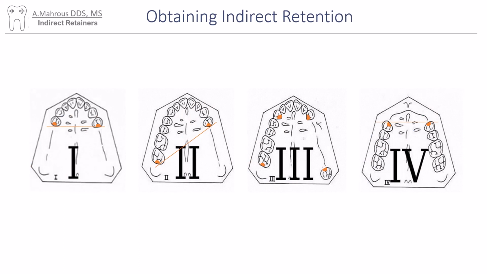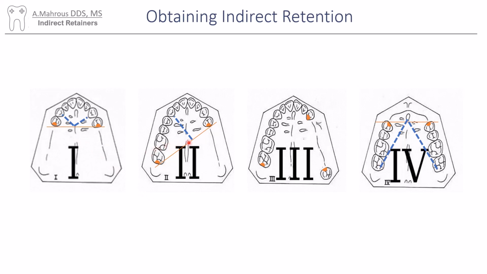Let's take a top-down view of the 4 different classes and identify the fulcrum lines together. So here is the fulcrum line for a class 1, class 2, no fulcrum line for class 3, and here's the fulcrum line for class 4.